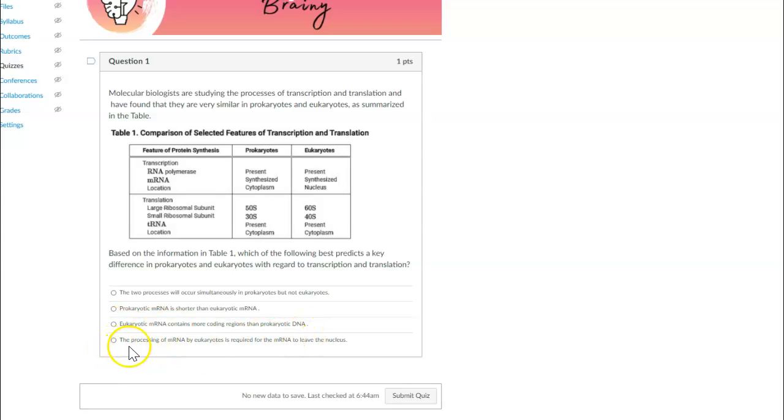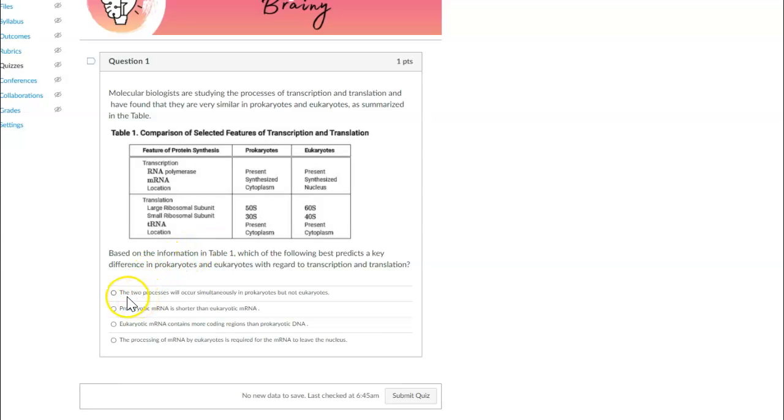And then D says the processing of mRNA by eukaryotes is required for the mRNA to leave the nucleus. That is true, but it doesn't say anything about it in the table. We know that the mRNA has to get processed and we add caps and tails and we splice out introns. We know that this is true, but where does it say this in the table? This doesn't show that it happens in eukaryotes but not in prokaryotes. Okay, so that's why that one's incorrect.